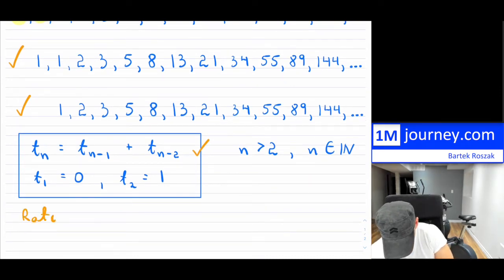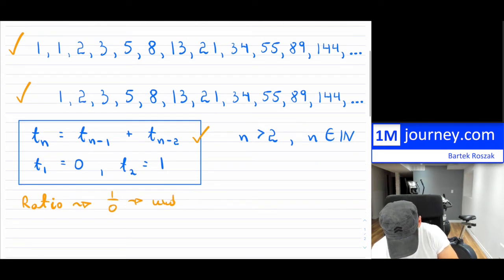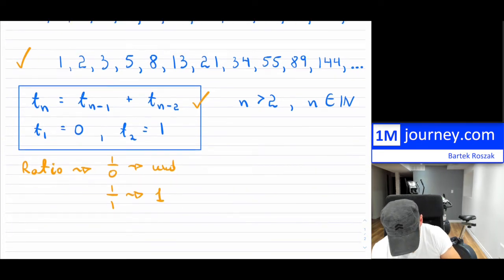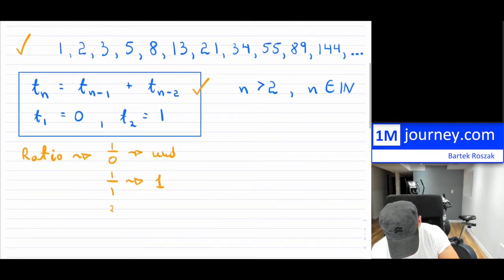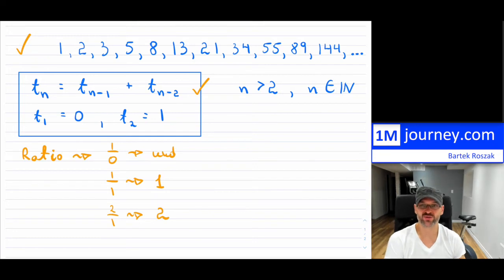so if we try to find the ratio between these, so if you start with 1 over 0, well, that's unfortunately undefined. Now you can continue. You can say, okay, the next ratio is 1 over 1, which is going to be equal to 1. And then, as you continue this pattern, the next one's going to be 2 over 1. So the ratio is 2. So clearly, the ratio is not the same.